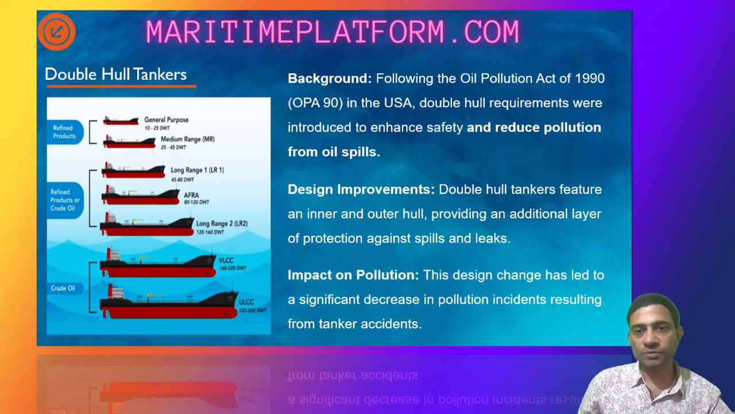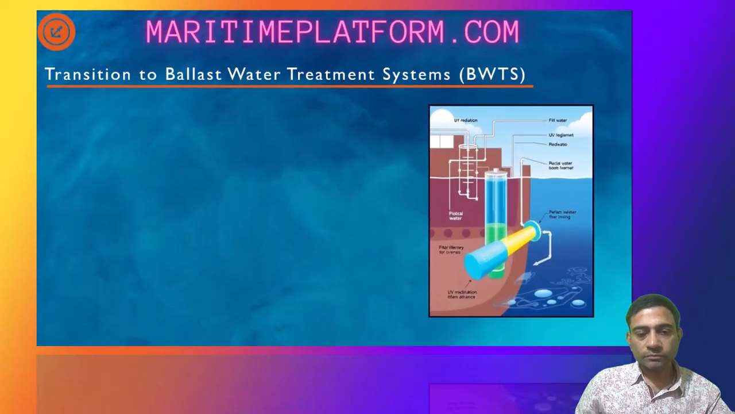Okay, if you have two ships in place of one, obviously you are going to reduce the risk of collision or grounding. Then now it is completely segregated, the ballast and the cargo. So the oil going out to the sea is almost zero. Now came the focus to the invasive species we were talking about from the first slide.